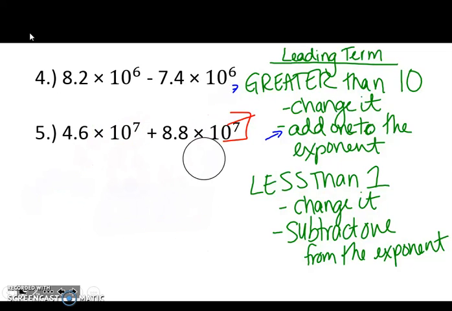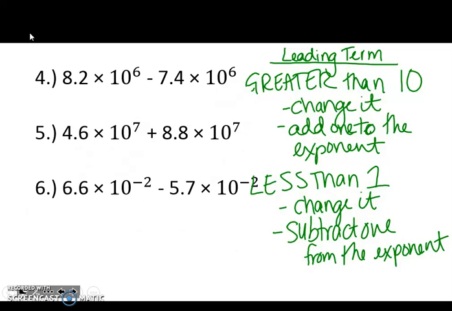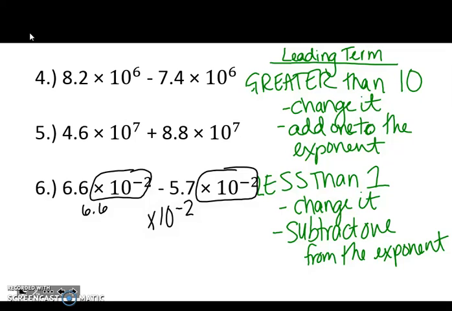All right, I'll put one more up here for us to go through. 6.6 times 10 to the negative 2nd minus 5.7 times 10 to the negative 2nd. So I'm going to keep these the same. So times 10 to the negative 2nd. And then I'm going to take 6.6 minus 5.7. And I get 0.9.